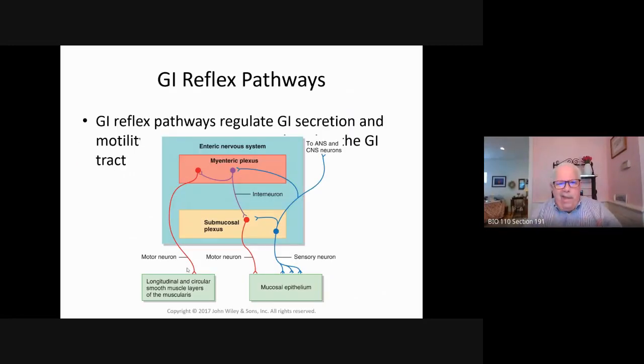There are many reflex pathways that regulate motility and GI secretions, but it works best at rest. You don't have to know any of this slide. Just know that the reflexes work when you are at rest, and it's controlled by the parasympathetic nervous system. Okay?